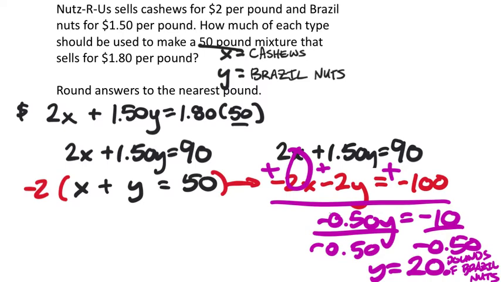If there's 20 pounds of Brazil nuts, just take those away from the 50 total pounds, and that'll tell you how many pounds of cashews there are. So that's 30 pounds of cashews.